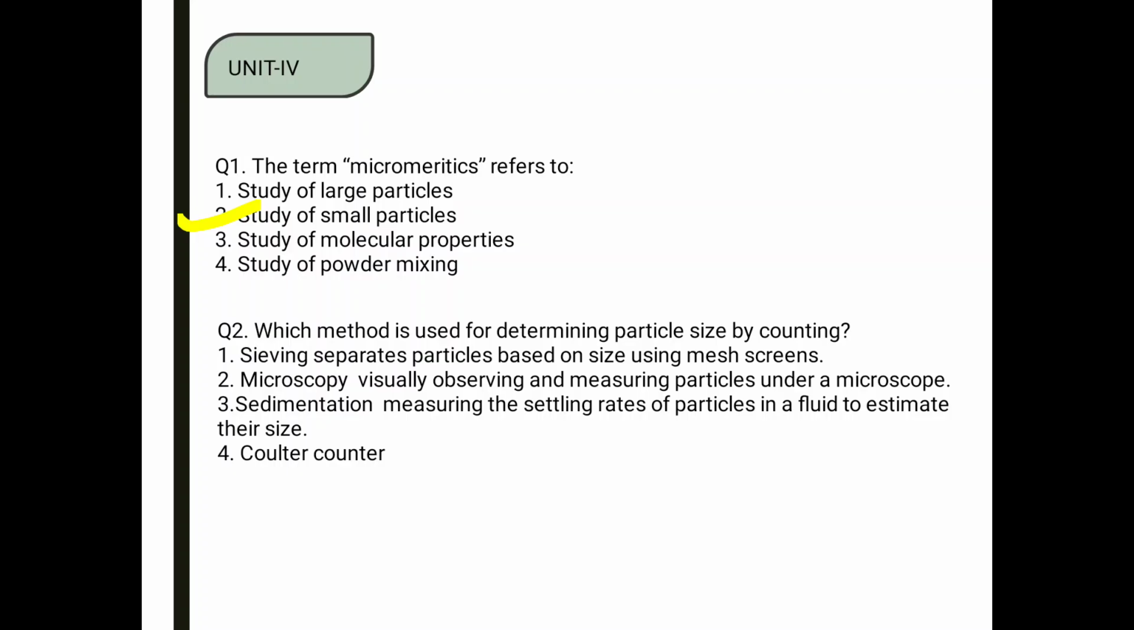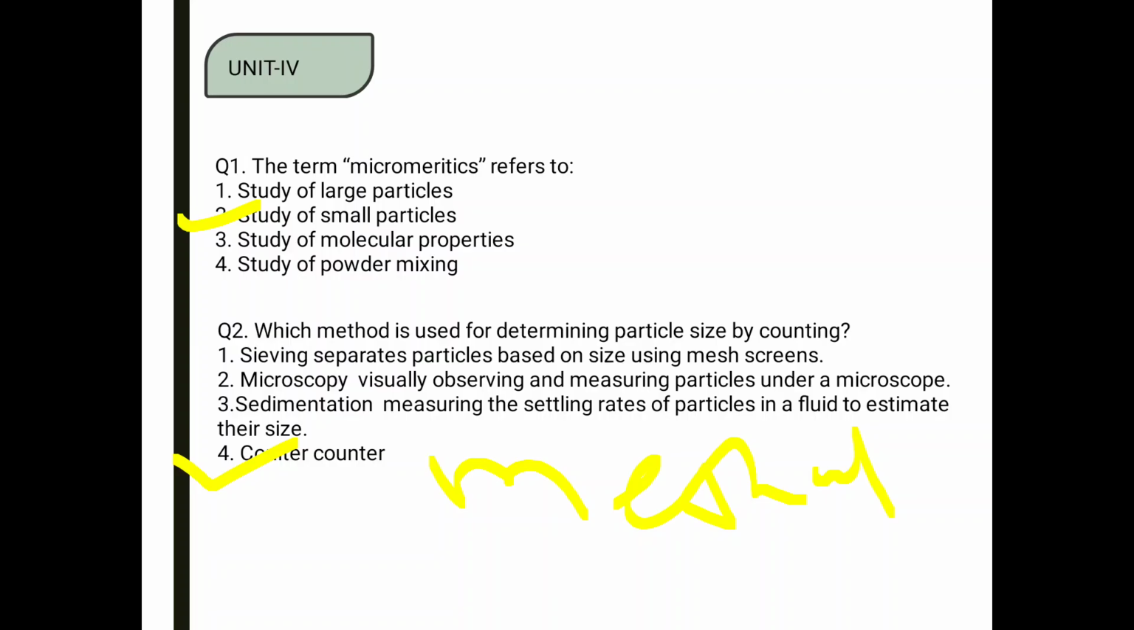Next, which method is used for determining particle size by counting? First, sieving, separating particles based on size using mesh screen. Second, microscopy, visually observing and measuring particles under a microscope. Third, sedimentation, measuring the settling rate of particles in fluid to estimate their size. And fourth, counter method. This is the method which determines the particles by counting.